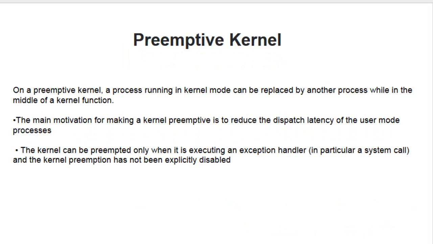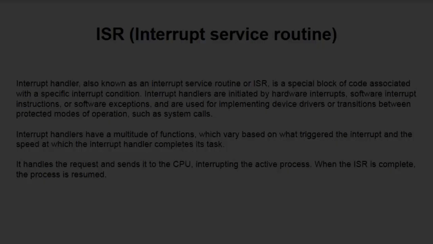On a preemptive kernel, a process running in kernel mode can be replaced by another process while in the middle of a kernel function. The main motivation for making a kernel preemptive is to reduce the dispatch latency of the user mode processes. The kernel can be preemptive only when it's executing an exception handler in a particular system call, and the kernel preemption has not been explicitly disabled.